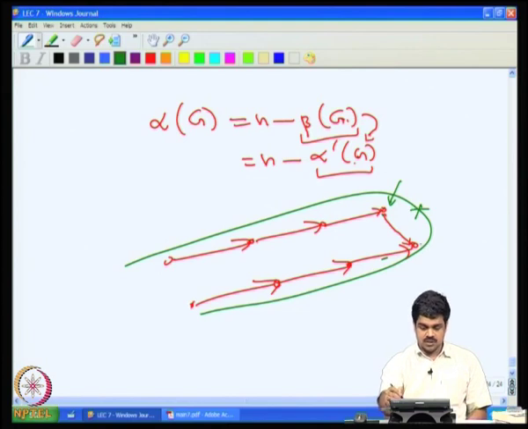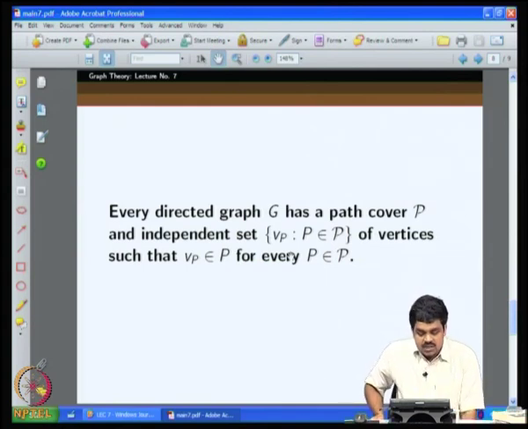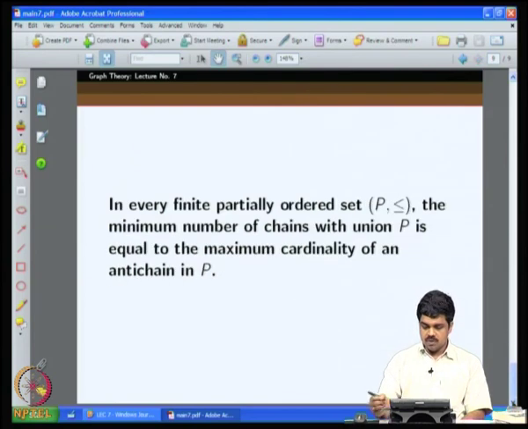get an independent set. But our theorem says that it need not be the last vertex, but you can always pick up one vertex from each path, so that if you put them together you will indeed get an independent set. There is a set Vp, for P an element of P, of vertices, such that this Vp is a vertex from P, right. So, each path will contribute a vertex and together they will make an independent set. This is what it says.